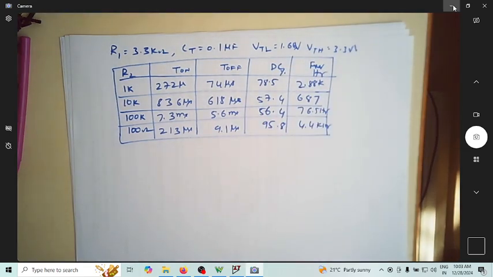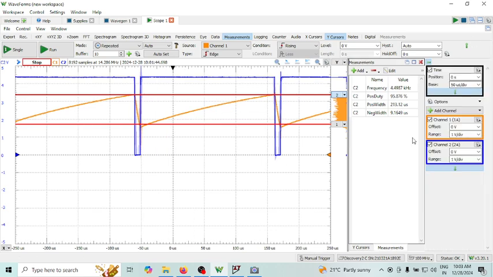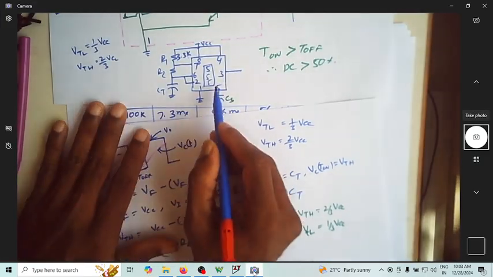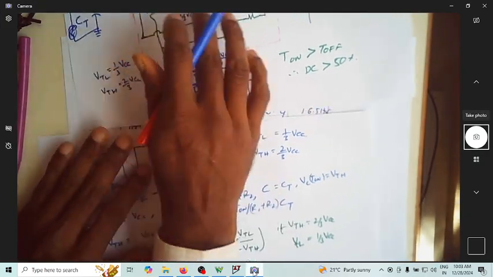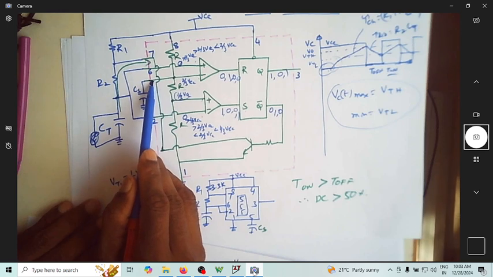Okay, now let us see the variations. The variation you can think of is the voltage of your pin number 5. You can see this is the pin number 5 voltage, which is nothing but this point.